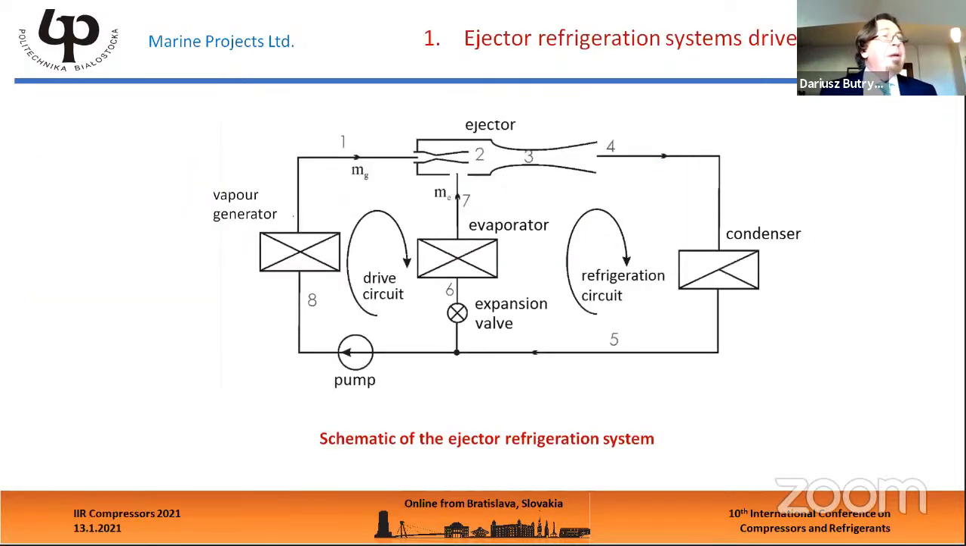Maybe it is not very useful to discuss the concept of the ejection refrigeration system, because I believe it is obvious for most of the audience. The difference from the compression system, which consists of the evaporator, expansion valve, and condenser, is the application of the supersonic ejector, which is driven by vapor generated in the vapor generator, and a liquid pump is just for pumping liquid to the vapor generator.